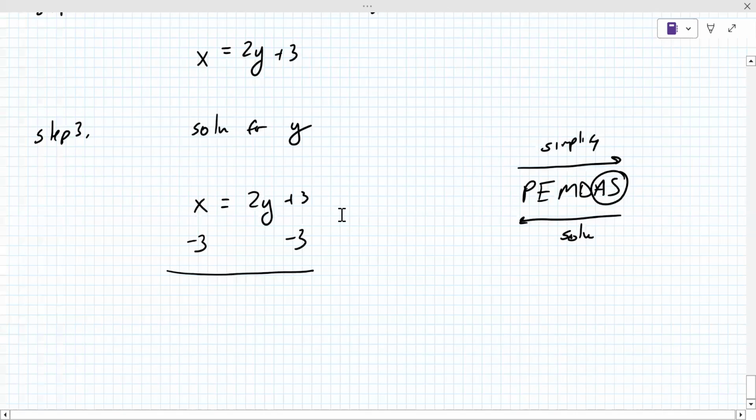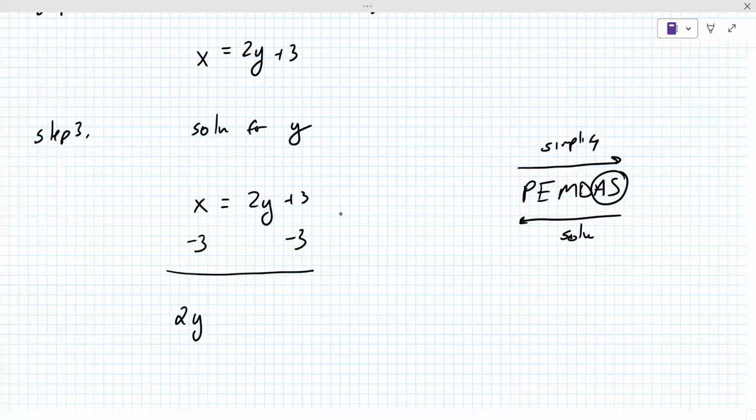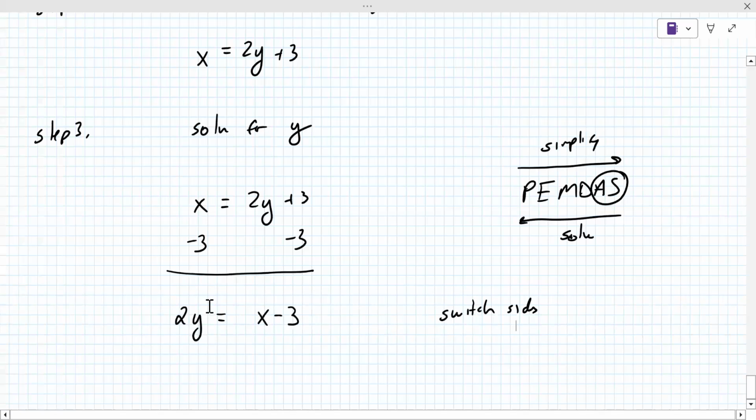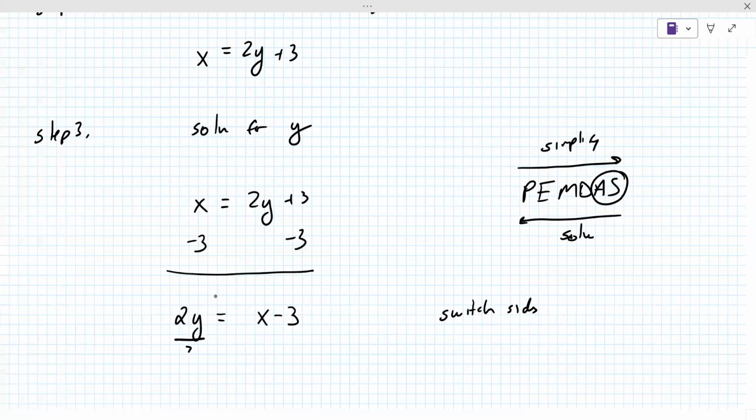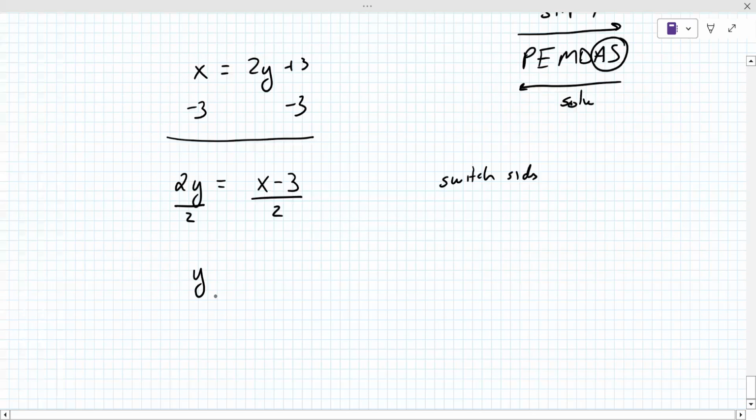And then I'm also going to move sides. I'm going to put the 2y on the left and x minus 3 on the right. You can always switch sides. How do you undo this 2 in front of the y? Divide. And it's not a choice. You have to divide both sides by 2. So y equals x minus 3 over 2.